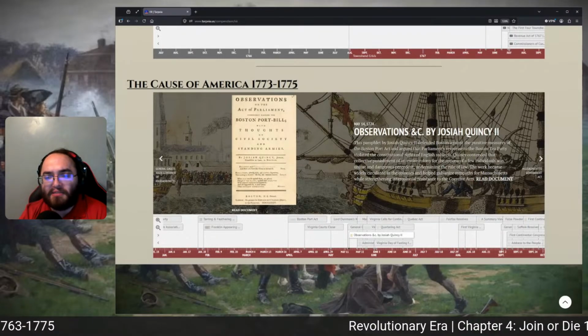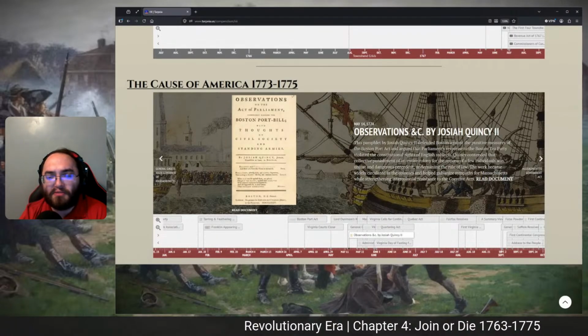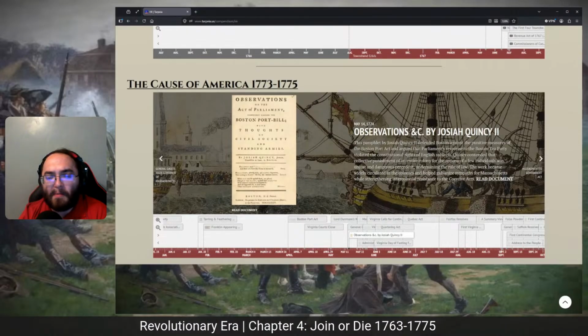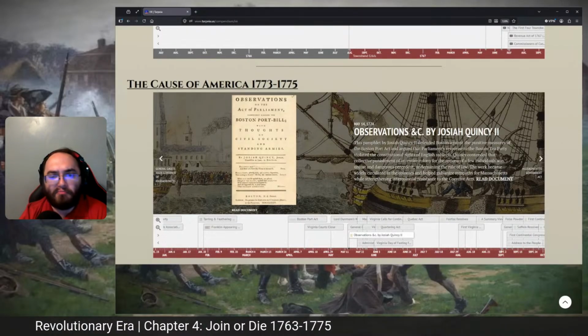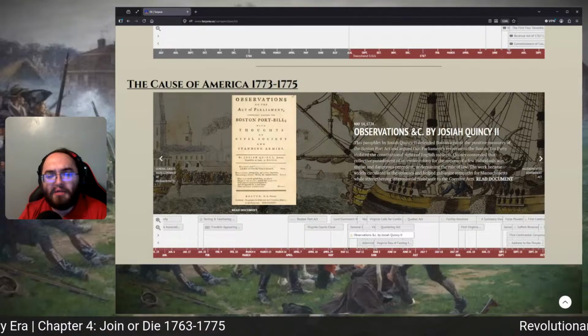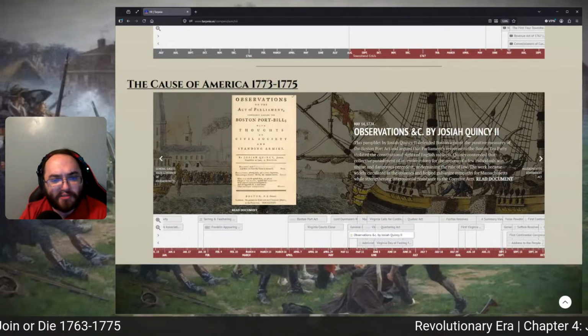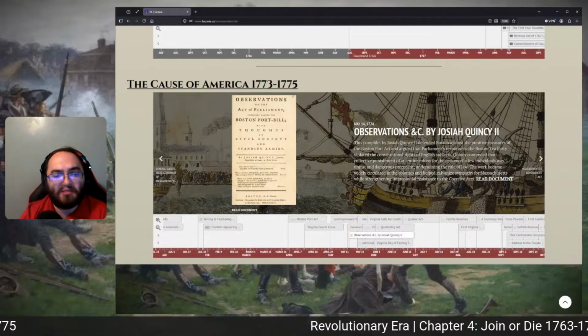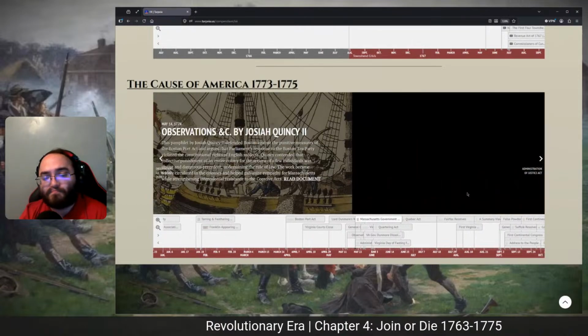Defended Boston against the punitive measures of the Boston Port Act. And so, this is yet another political essay written by a patriot against, this time, the Boston Port Act.